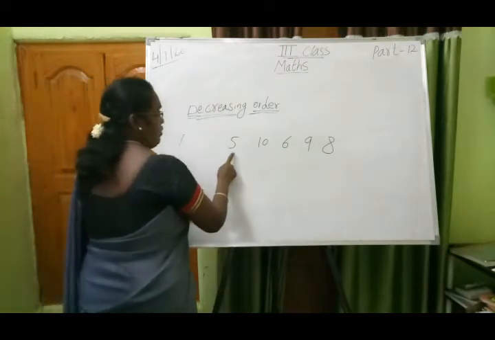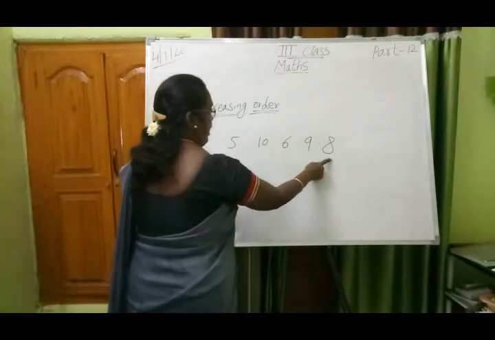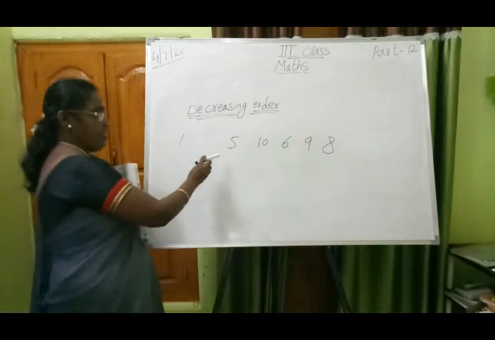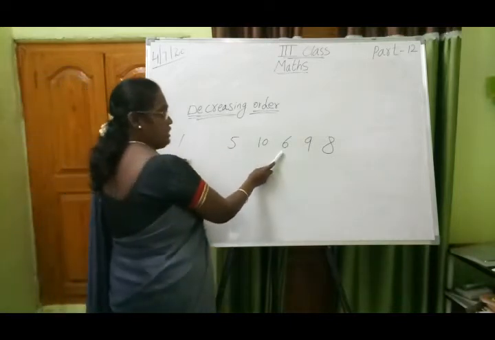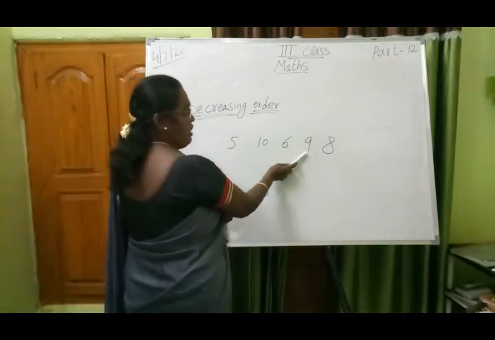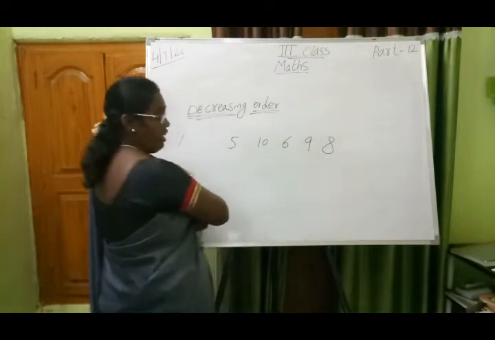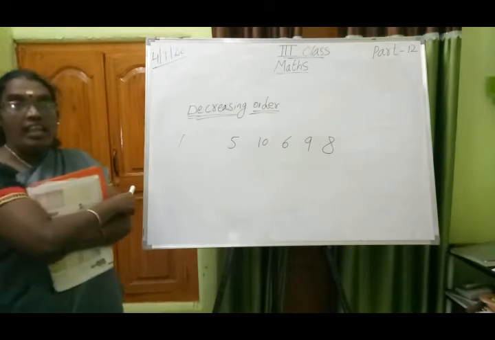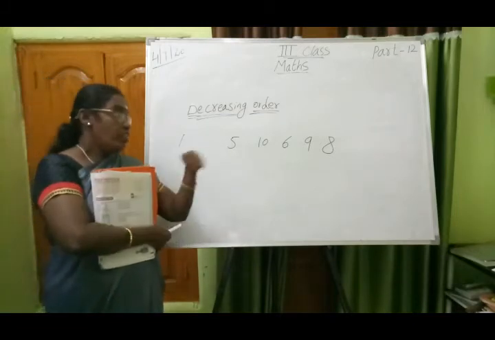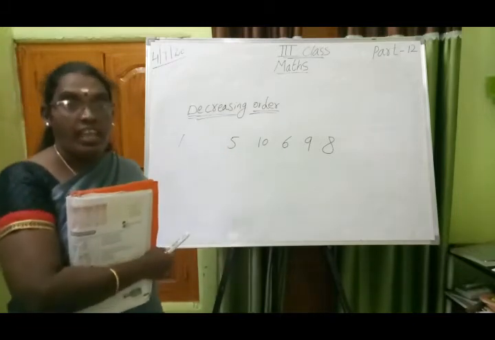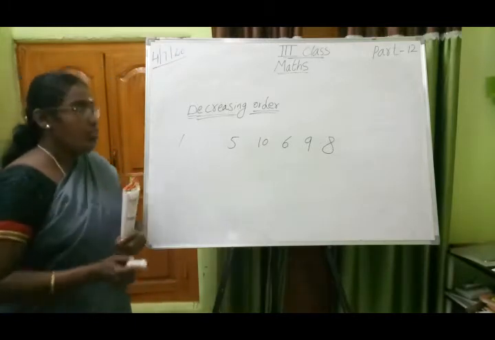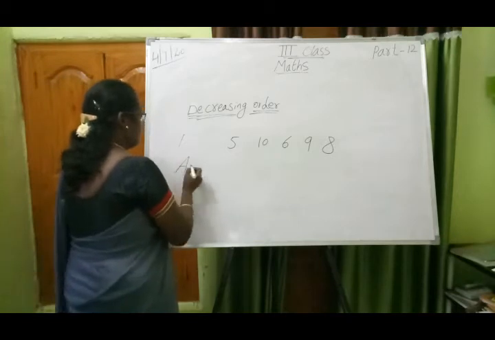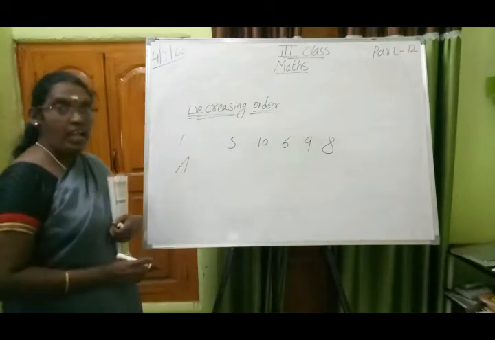See here: 5, 10, 6, 9, 8. 5, 6, 9, 8 are all single digit numbers. Yes or no, children? 5 is a single digit number, 6 is a single digit, 9 is a single digit, 8 is a single digit. What about this 10, children? 10 is a 2-digit number. A 2-digit number will be the big number only, no? Yes or no, children? 2-digit is the big number.